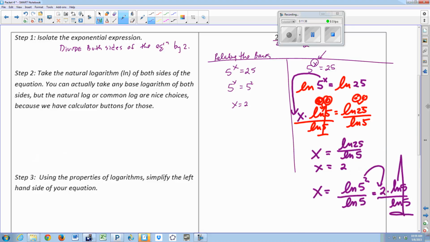Any questions on this problem before we move on to another problem? Any questions? All right, let's try the next one.